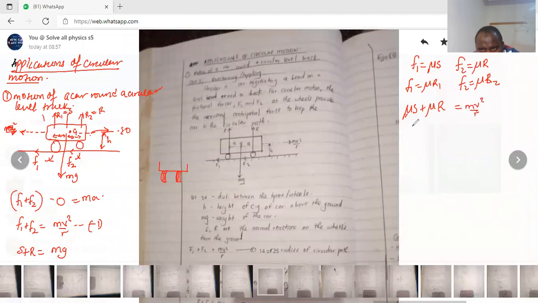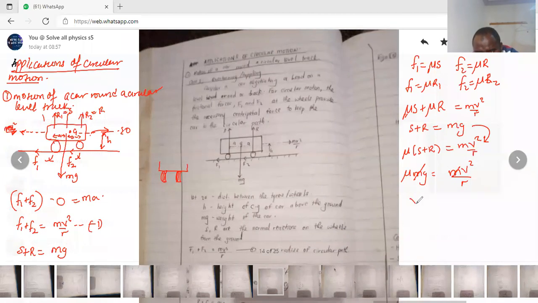And whereas S plus R, we have seen, is already equal to mg, then we can merge these two and say mu into S plus R is equal to mv squared over r. Then we substitute: mu mg is equal to mv squared over r. We can lose the m, and then we have v squared is equal to mu r g, and that's the final velocity. The velocity with which a body should negotiate a bend is the square root of mu r g.